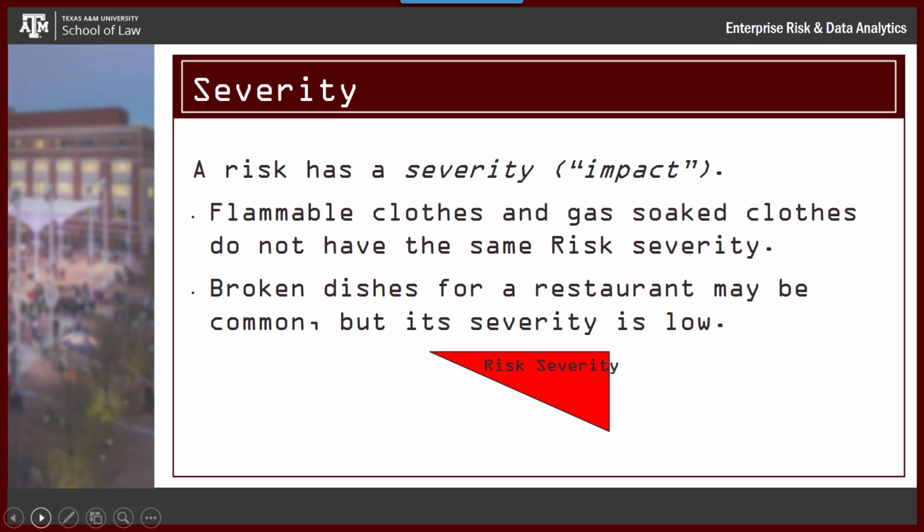The examples my students come up with are really very basic but very good. Flammable clothes and gas-soaked clothes do not have the same risk severity. And here's a couple of reasons why. Flammable clothing may have an impact to a big company, but the risk of soaking your clothes in gasoline is probably going to have a worse impact. They used this example about broken dishes for a restaurant. That may be common, but its severity is very low.